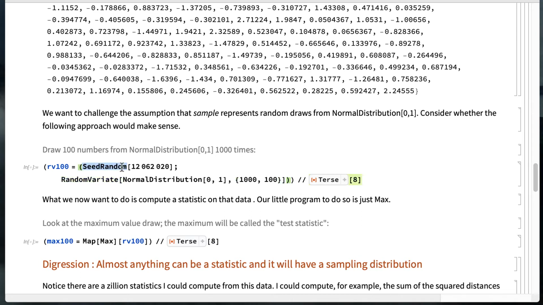I discussed the purpose of seed random in an earlier video, and we're going to keep the output to just 8 lines so we don't have 100,000 numbers visually cluttering up our notebook. I'm going to assign the output to RV100. I hope you've done the introductory lectures, so you have a better idea what this code is about. But really what we're doing is producing 1,000 samples of 100 numbers. All right, so we run it, and in just a moment, it is going to be done.